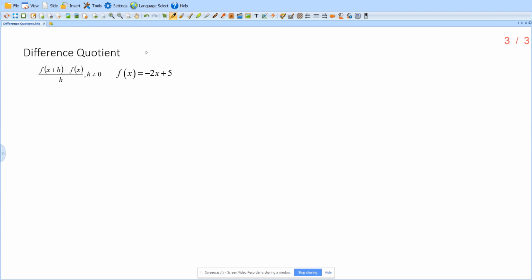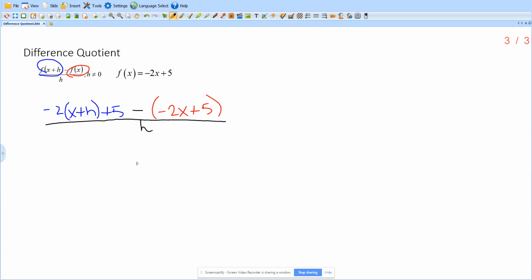All right, and then the last problem, number 3, f of x plus h. I'm going to color code this again. So f of x plus h. I'm going to replace x with x plus h. So -2 times x plus h, plus 5. And then I'm going to subtract the original function. I'm going to put that in parentheses, and that is just so that we remember that this negative is getting distributed to both of these. And this is all over h.